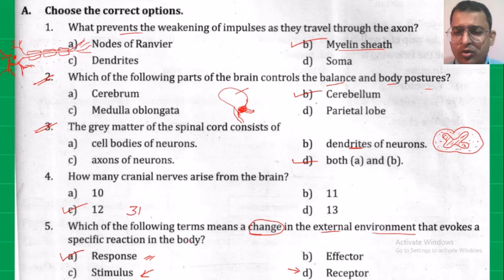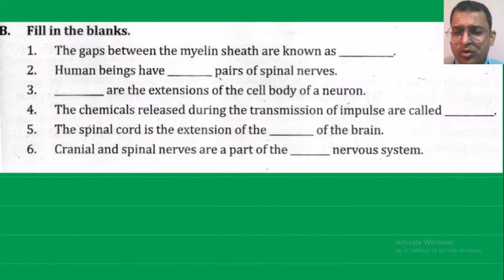Next, the gaps between the myelin sheaths are known as nodes of Ranvier. Human beings have dash pairs of spinal nerves: 31 pairs. 12 pairs of cranial nerves, 31 pairs of spinal nerves.